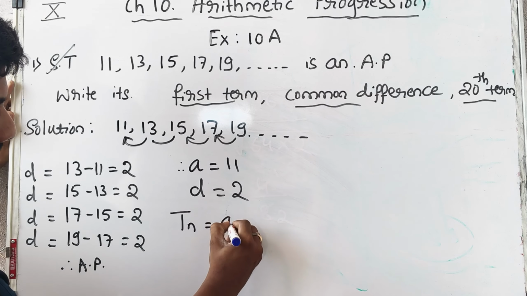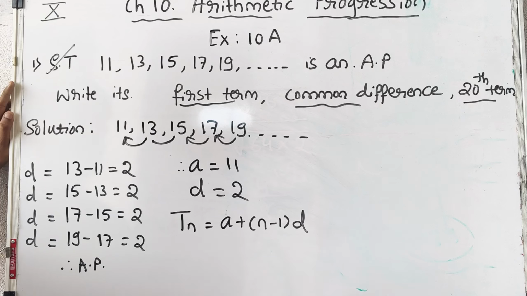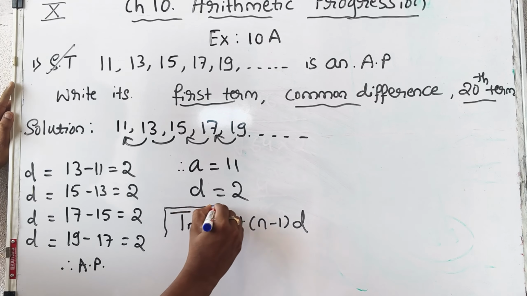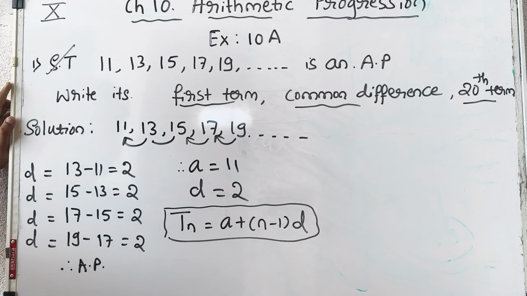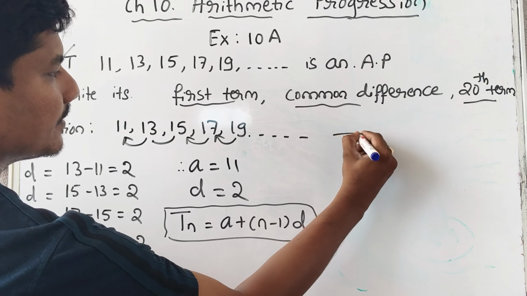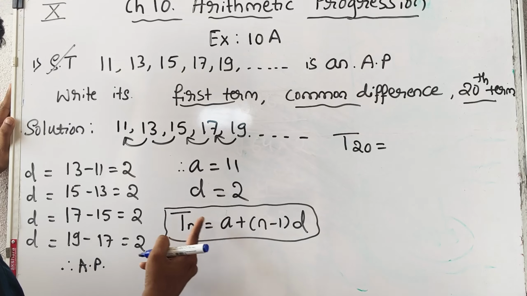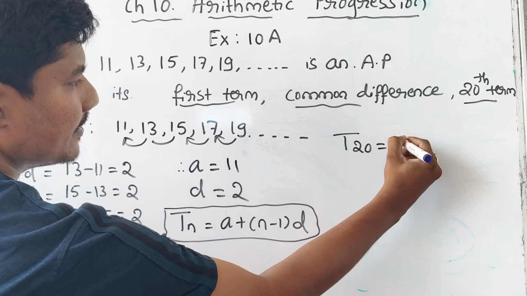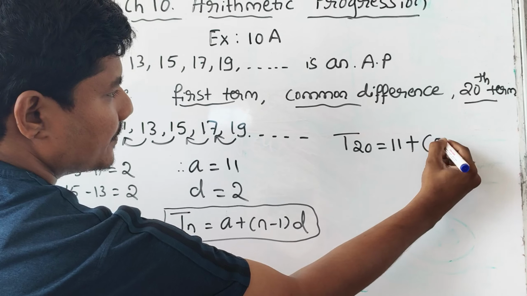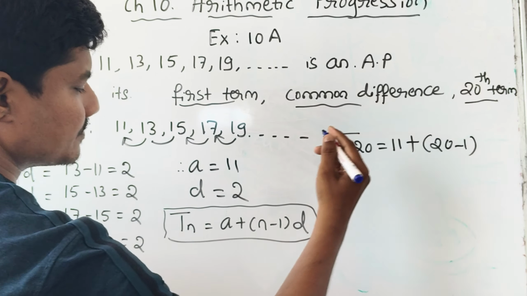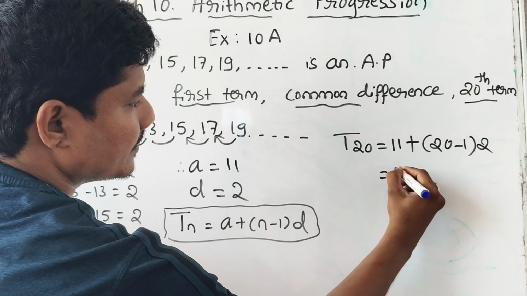What is the 20th term? To find the 20th term we have a formula, that is the nth term in an AP, Tn is equal to a plus (n minus 1)d. This formula we have to use. Now he is asking to find the 20th term, that is t20. Put the value of n as 20, a is 11, plus n value 20 minus 1, and d value is 2.